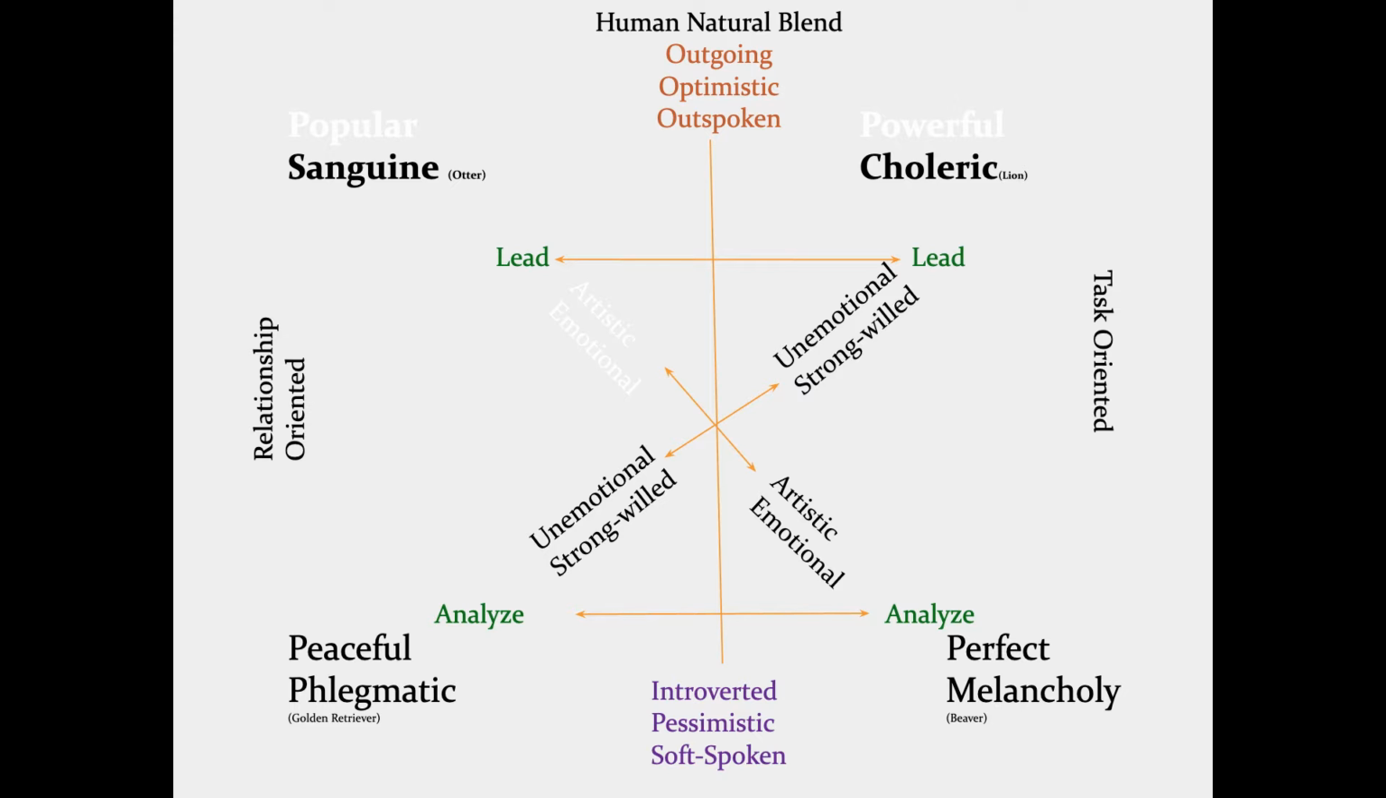If you will see on this last final slide, the sanguine and the choleric, the peaceful phlegmatic, and the melancholy, the golden retriever and the beaver are very analytical folks, whereas your otter and your choleric are more outgoing, optimistic, and outspoken. But what I'm sure all of you found is that you had one or two top leadership or top personality styles. So you might have been a 12 choleric and maybe a 10 golden retriever.